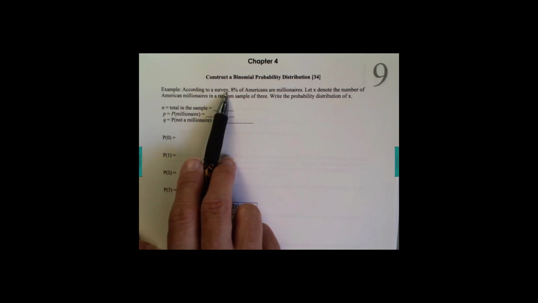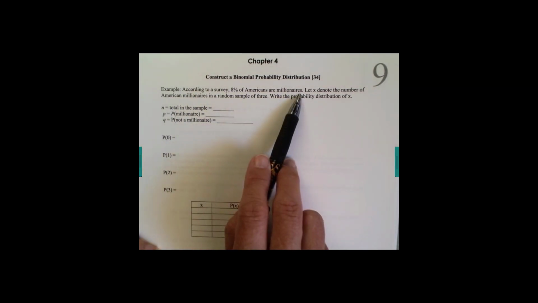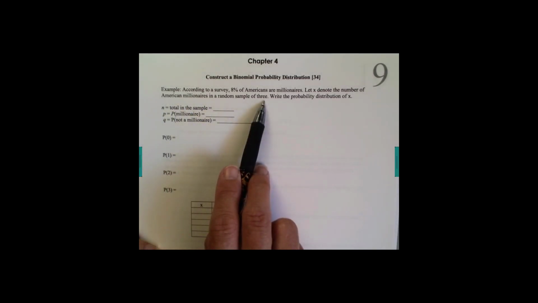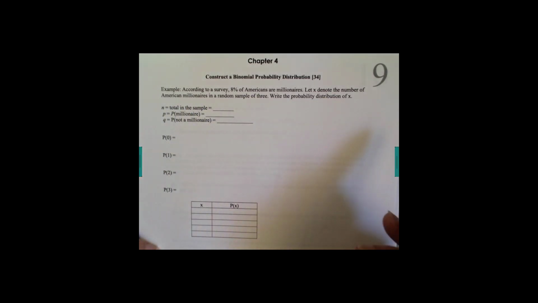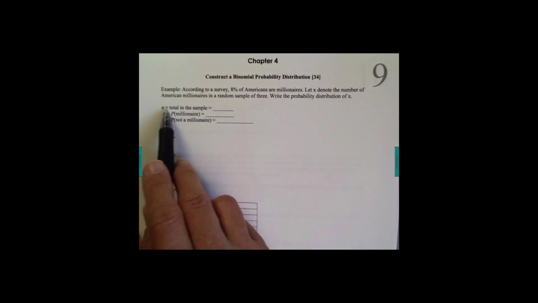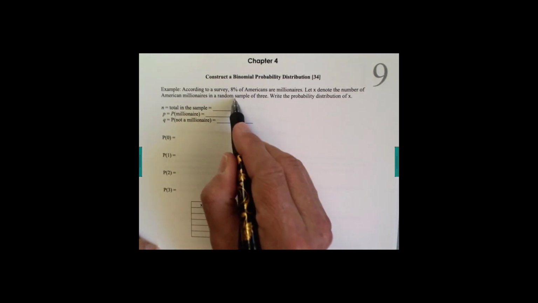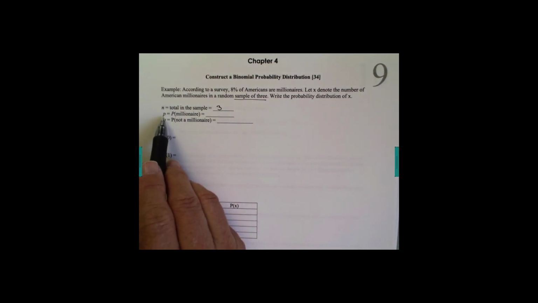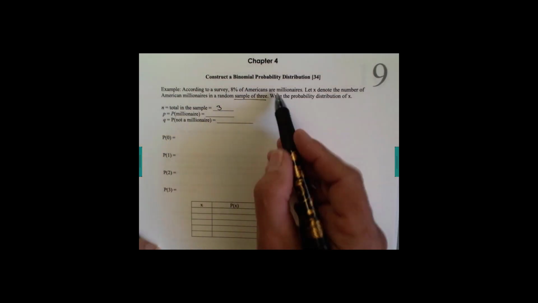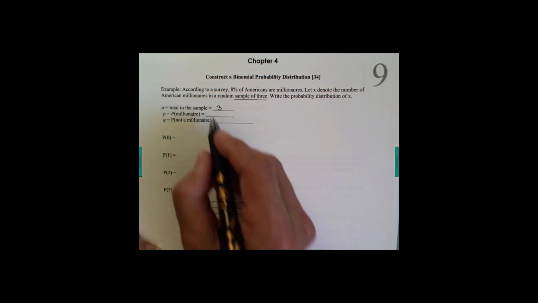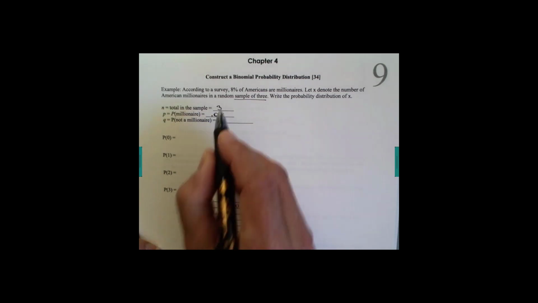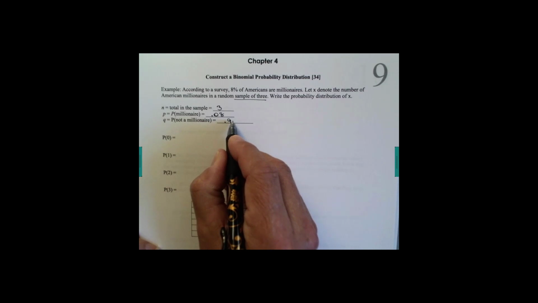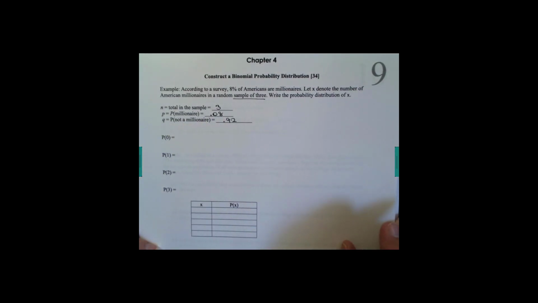First of all, I have an example that says, according to the survey, 8% of Americans are millionaires. X is the number of American millionaires in a random sample of 3. Now we want the probability distribution of X. So first you have to ask yourself, what's n? Well, we took a sample of 3, so that's n. And the probability, or P, of being a millionaire, well, this says 8% are millionaires, so that's going to be 8% or 0.08. So the probability of not being a millionaire is 1 minus 0.08 or 0.92.